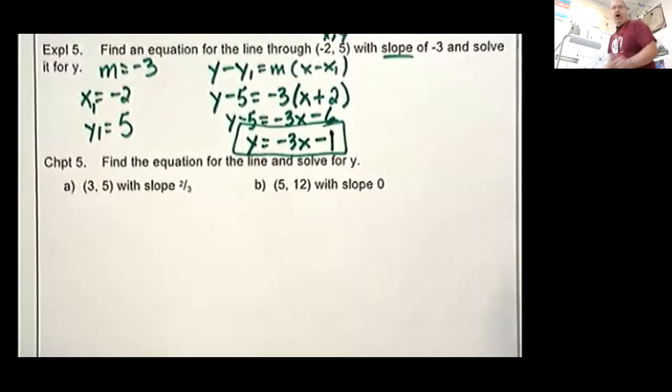Checkpoint 5, go ahead and pause the video. See if you can do A and B using point slope form. Then come back and check your answers.